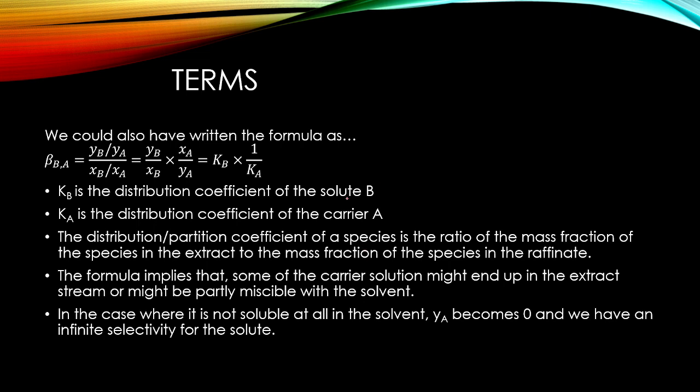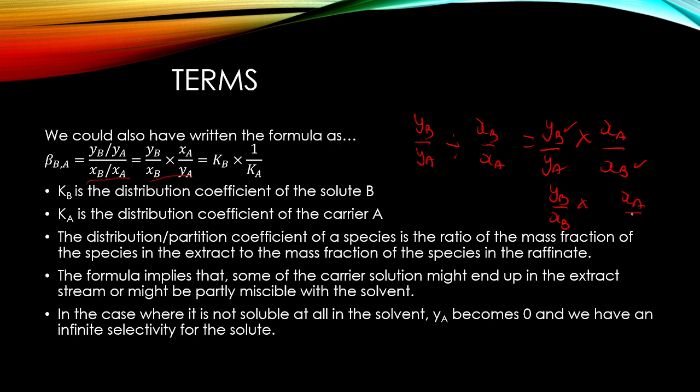Now, there are a few things that we also need to take note of. Remember, we said this was the formula for selectivity. We can actually simplify this. If I take just the numerator, it's YB over YA, and it's dividing the denominator, that's XB over XA. So I can reciprocate so that I have it times XA over XB. And that's what we see over here. We can simplify this further, so everything with B is on one side. So YB over XB, times XA over YA.